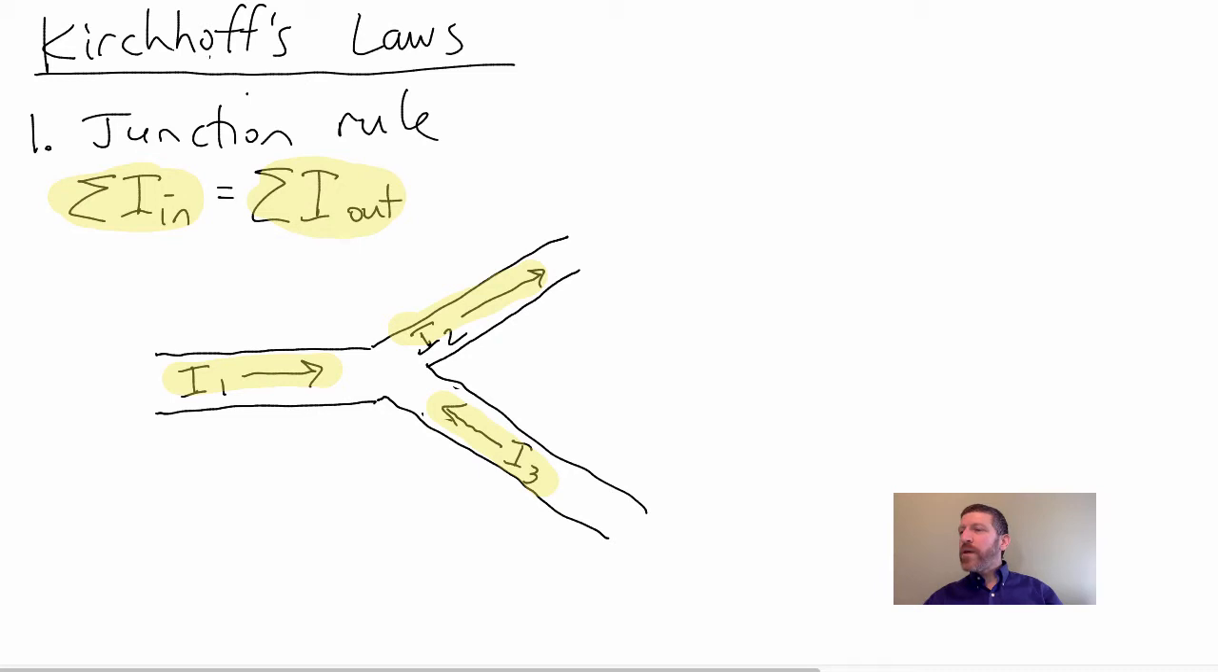So what can we write based on this junction rule? Well, we know that I1 plus I3, what do they have to add up to? I2. This is the current going in right here. This is the current going out. Again, if you've guessed the wrong directions for these, that's okay. These values, whatever you guess wrong, will just come out negative. Okay, that's the junction rule. The sum of the currents in equals the sum of the currents out. No problem.